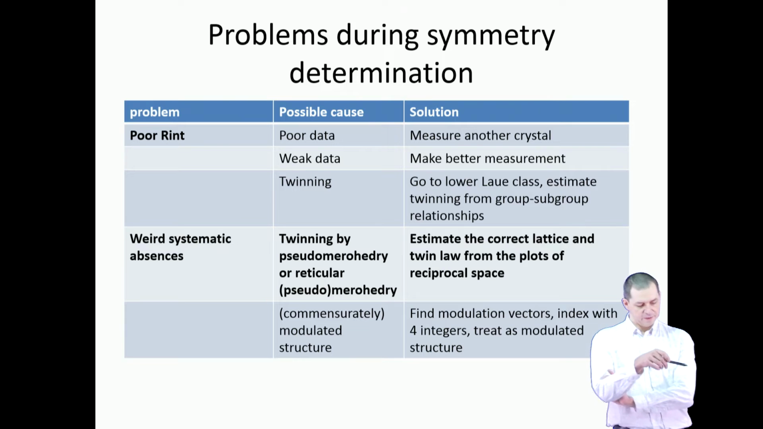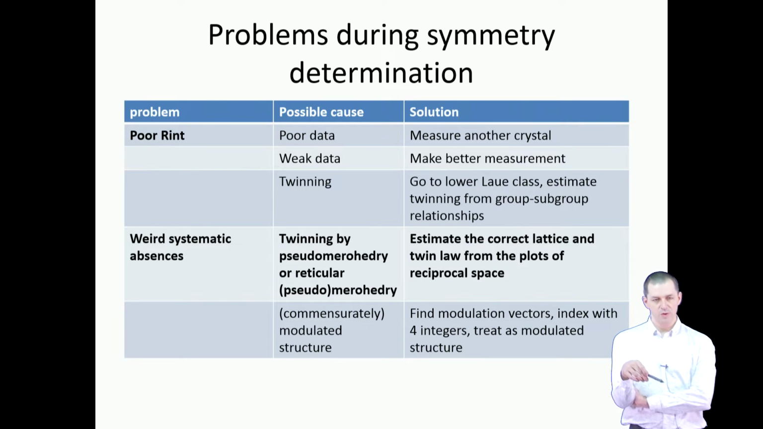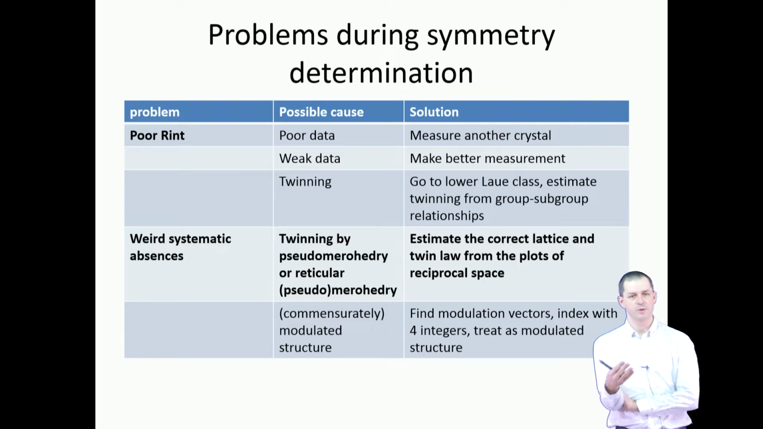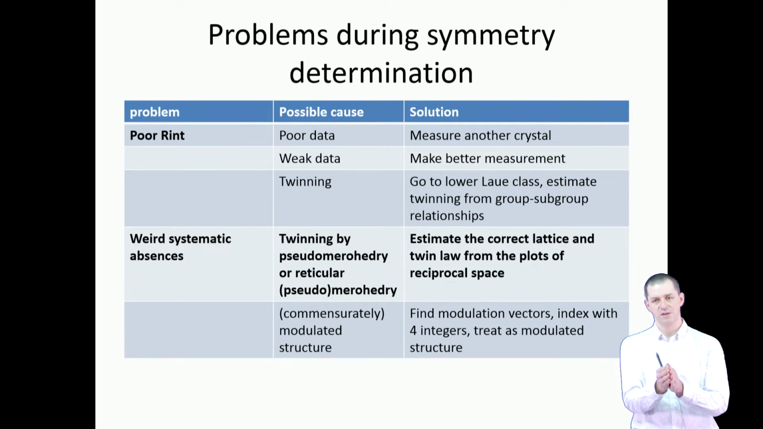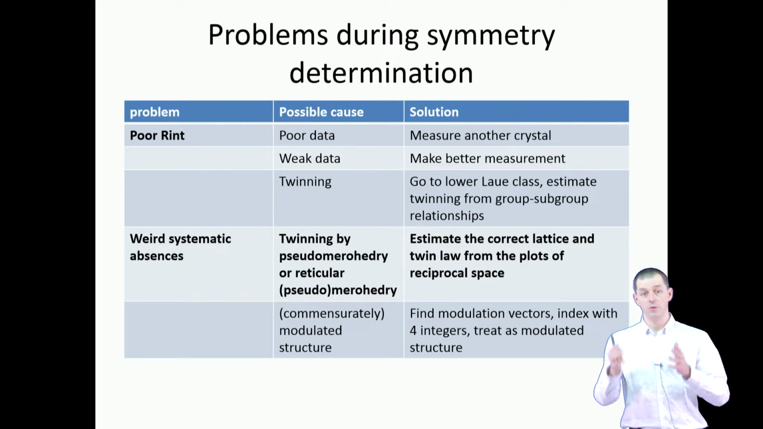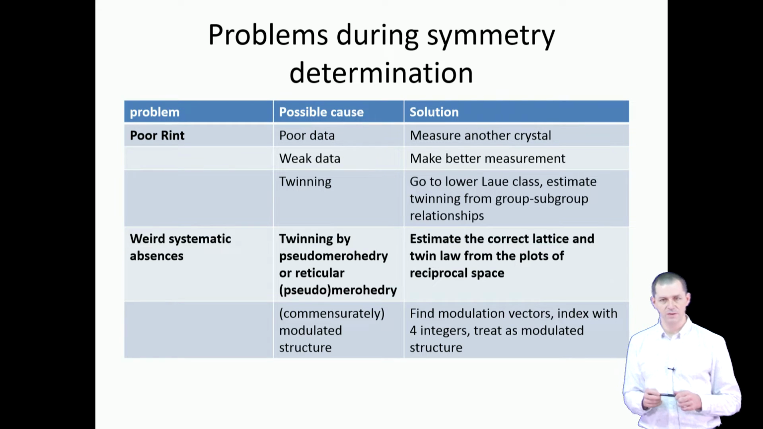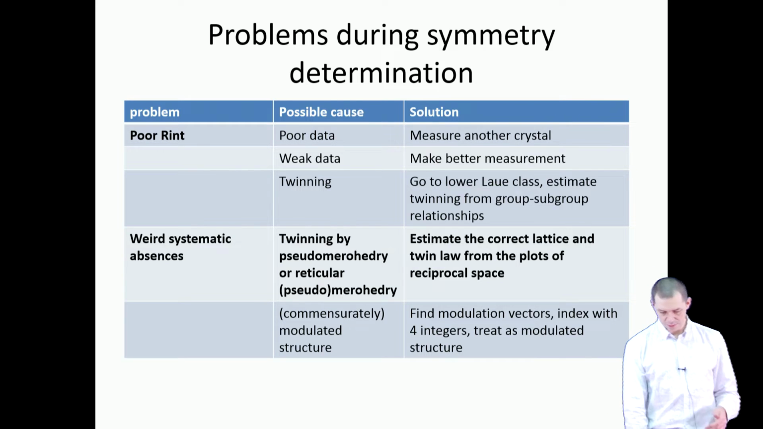You may have weird systematic absences. This will not be recognized by looking at numbers in the structure determination wizard, because that gives you only the statistics for normal systematic absences. So you can find this only by inspecting reciprocal space. So we discussed that already.